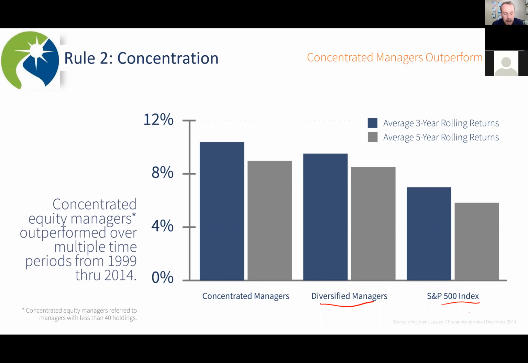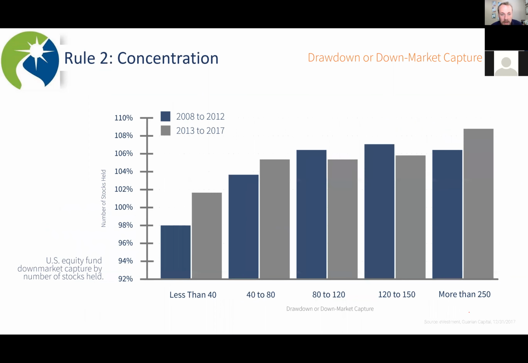Looking at 1999 to 2014, averages on concentrated managers have improved over diversified and S&P 500 index managers. And more importantly, we don't take as much risk. So this chart tracks what's called downside capture. And you'll notice the fewer positions that we have, the fewer stocks that we hold, the less volatile, the less loss we realize. That's kind of an interesting thought.